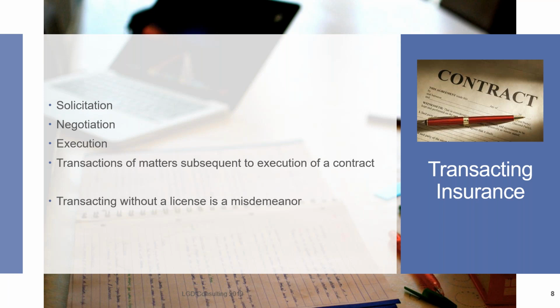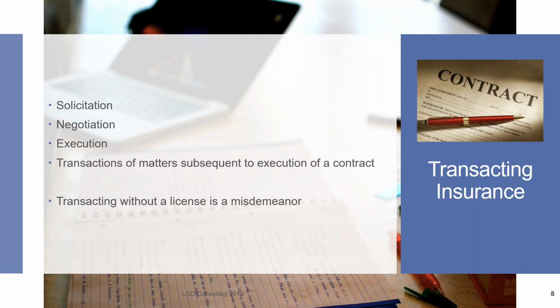And then the fourth item here, transaction of matters subsequent to execution. That means after the policy has been purchased, right? Maybe you're doing some adjustments to the policy, adding a driver, changing the vehicles, increasing limits. You're basically working with the policy after it's on the books. You can't do any one of those unless you have a license. Right? Please understand that transacting insurance is getting the policy on the books and keeping it there.